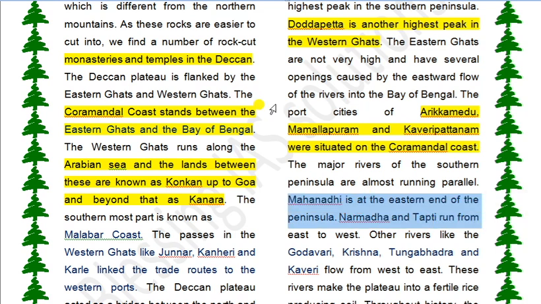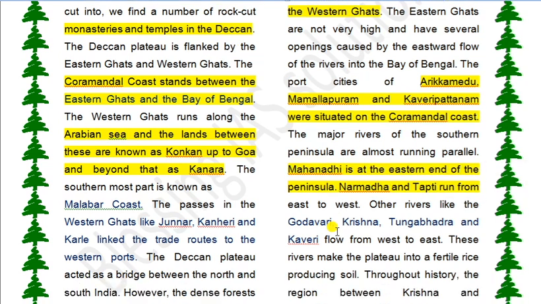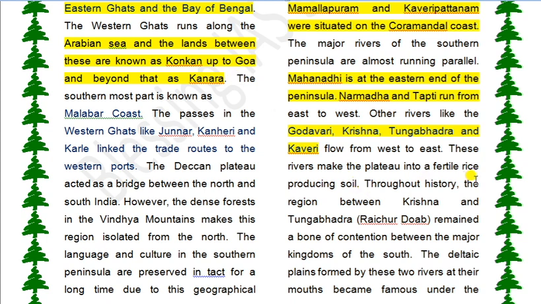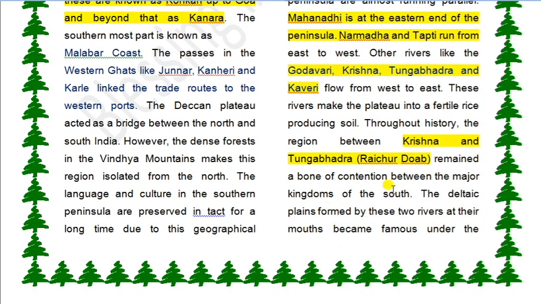Mahanadi is at the eastern end of the peninsula. Narmada and Tapti turn from east to west, and other rivers like the Godavari, Krishna, Tungabhadra, and Kaveri flow from west to east. These rivers made the plateau a fertile rice-producing soil throughout history. The region between the Krishna and Tungabhadra, that is Raichur Doab, remained a bone of contention between the major kingdoms of the south.